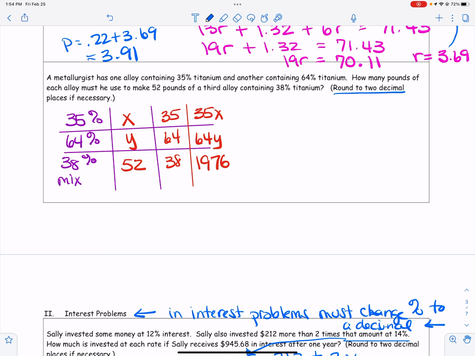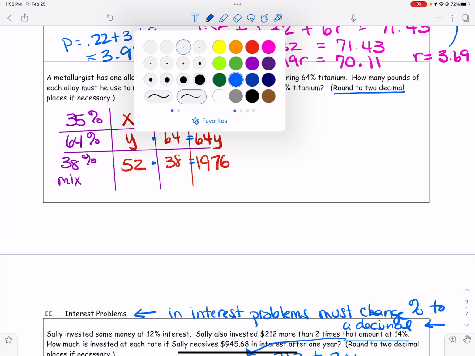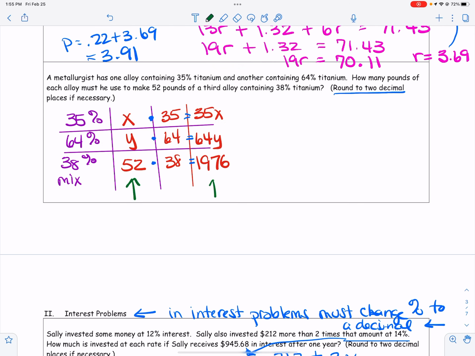So I've already set up my chart. I don't know how much of the 35%, I don't know how much of the 64%, but I do know I want to make 52 pounds of the mixture of a 38% mixture. So then I drop the percent signs and fill in the percents. Remember that I'm multiplying each of these to get that last column. Now my equations are going to come from this column and this column. So x plus y has to equal 52, and then 35x plus 64y is going to equal 1976.